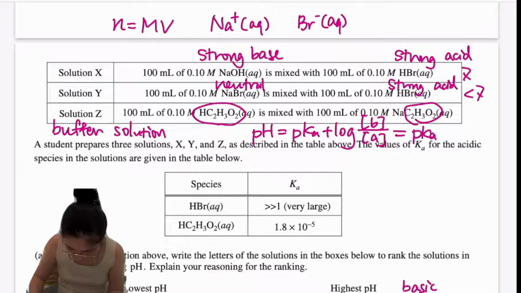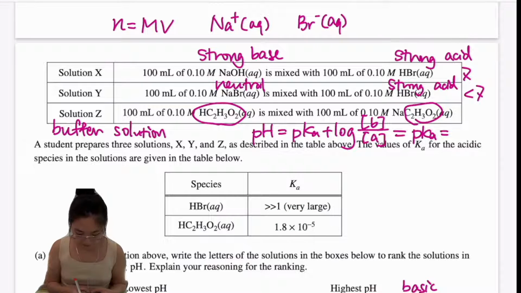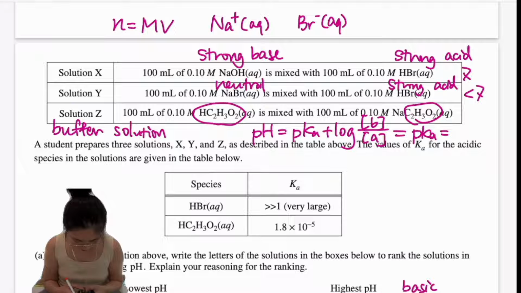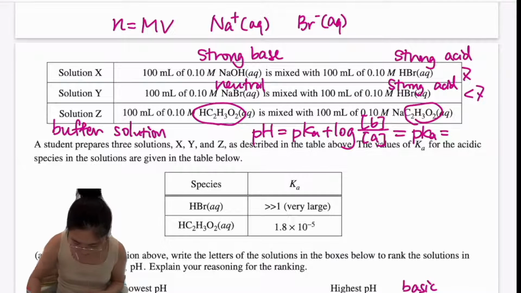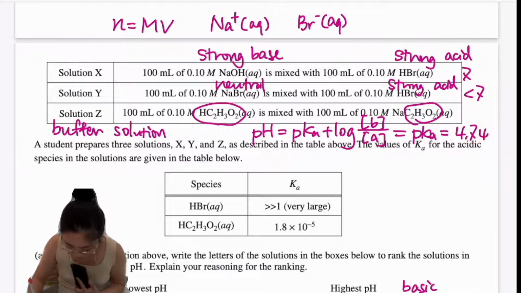It will be, okay, so using the Ka value for the acetic acid, that will be approximately 4.7. Okay, so now we need to compare the pH of solution Y and Z because they both have a pH that's less than 7.